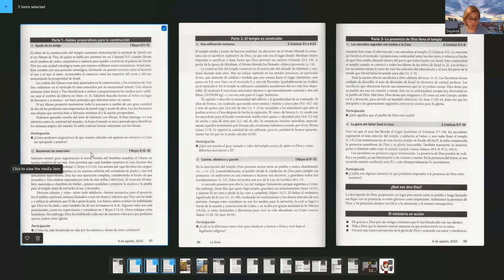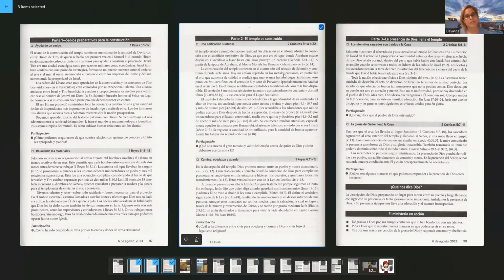So this is what most of the people in our church use because they're Spanish speaking. It's a Spanish speaking congregation. So they have this book for the class. And so again, it's no different. I'll just make it brief.